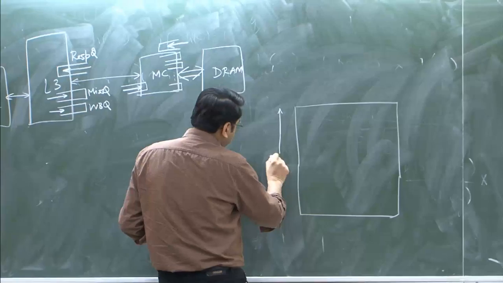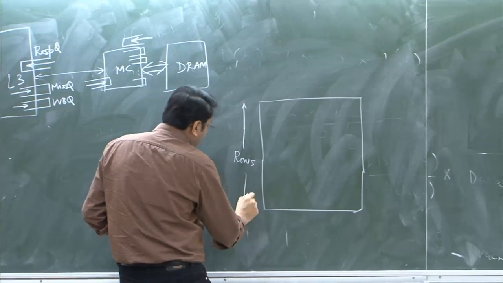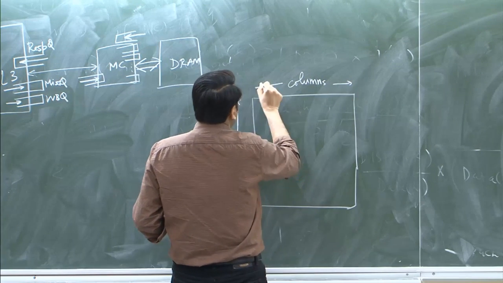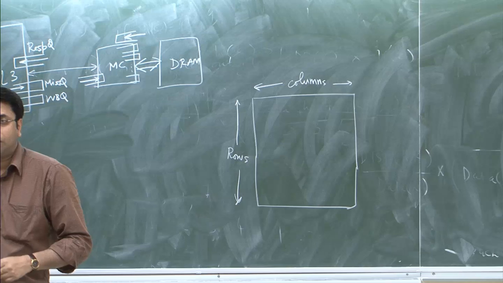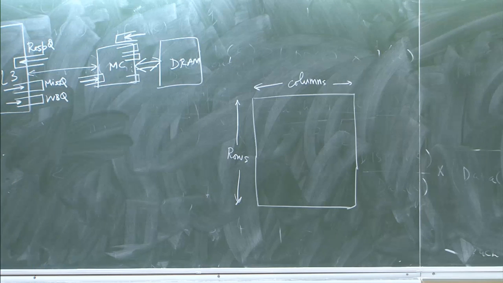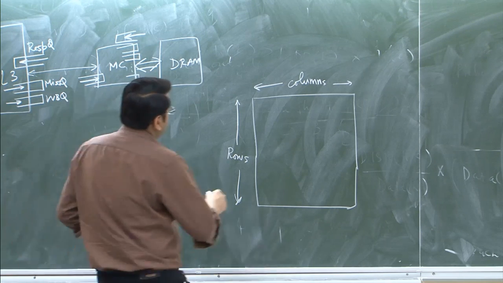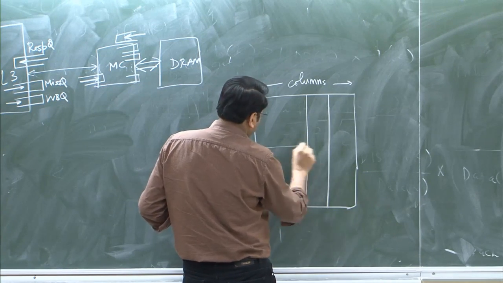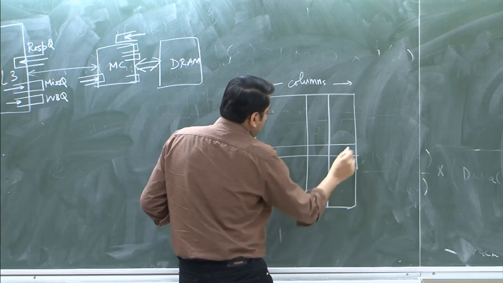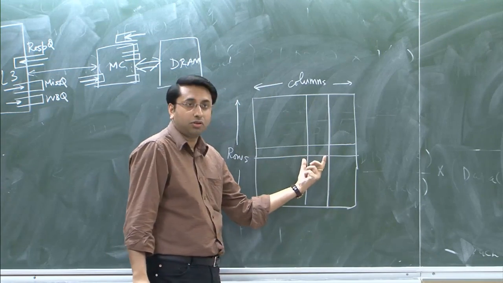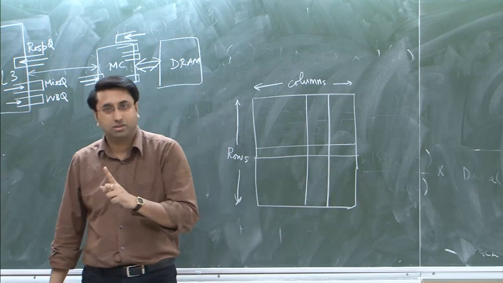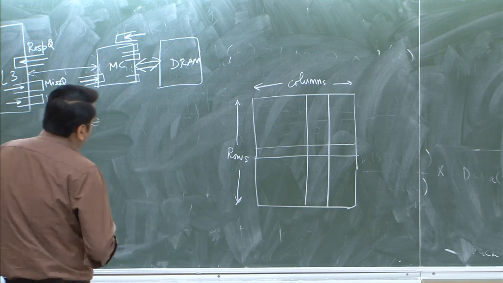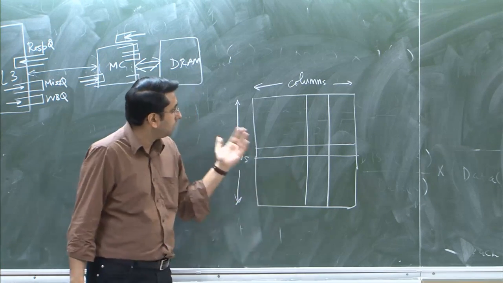It will have a bunch of rows and it will have a bunch of columns. Now the way the DRAM organization is defined today, a column is not really a column of bits. It's usually multiple bits. So for example, this could be a typical column. It could contain several bits. This is the intersection of a row and a column. A column is not a single bit, remember. It is several bits per column.